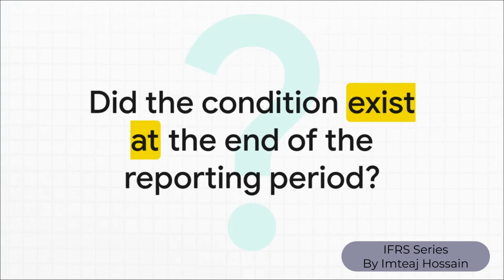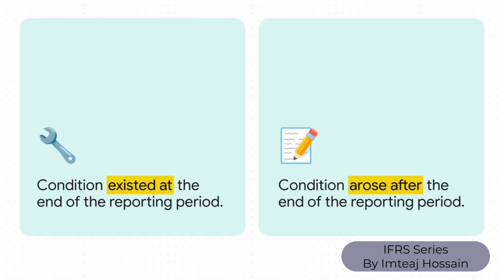And the answer, believe it or not, comes down to one single golden question. This is it, right here. Did the underlying condition that led to this event already exist when the clock struck midnight on December 31st? The answer to this question changes everything. Because the answer to that question splits all these events into two totally different categories. On one side, you have adjusting events, which are for conditions that were already there, and on the other, non-adjusting events, for conditions that are brand new.